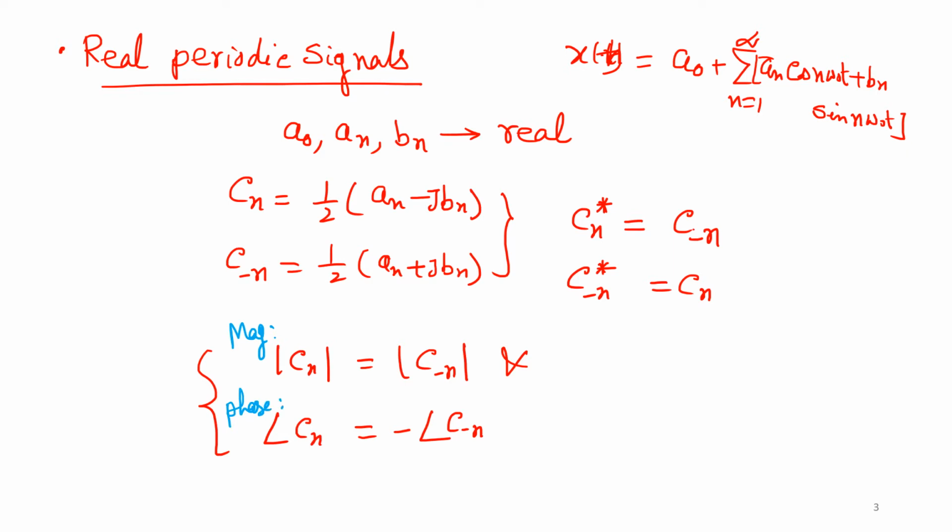So magnitude is even and phase has odd symmetry. This is true for real periodic signals. Now let us take one example first, then we will discuss other properties.